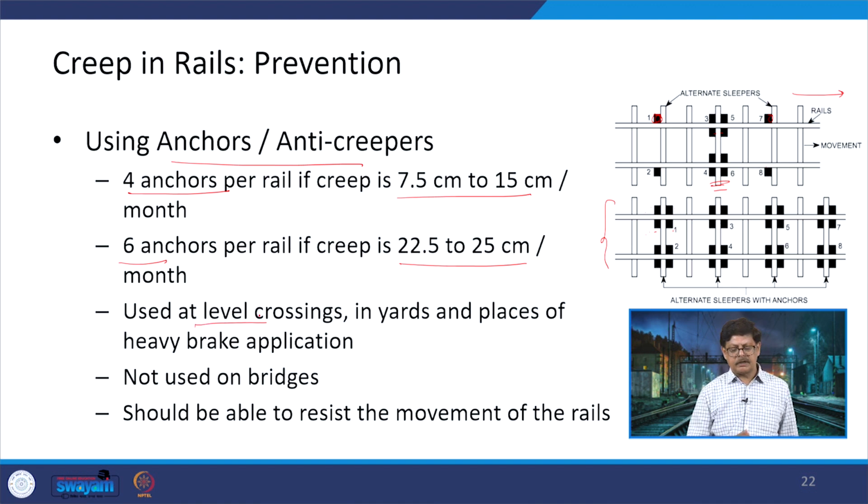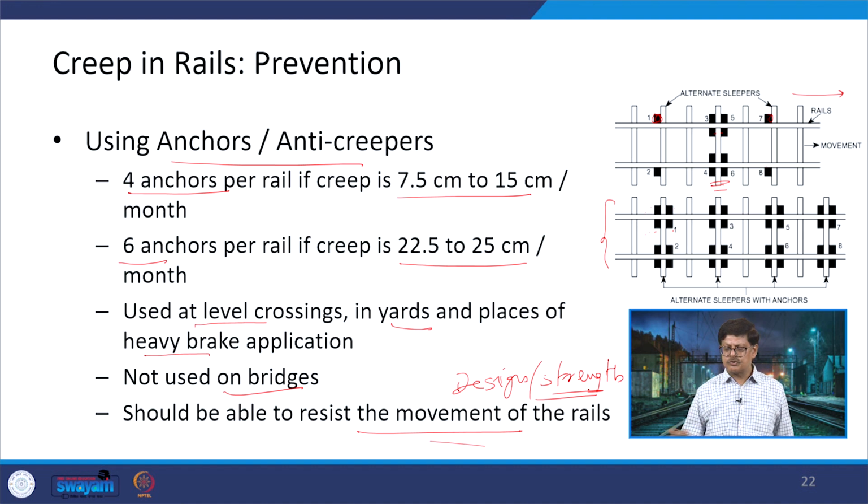They can be used at level crossings, at yards, or any such location where there is a possibility that heavy brakes will be applied. But they are never used on bridges, and they should be able to resist the movement of the rails. That means the design and strength has to be decided on the basis of the force which is going to act, because they work in similar conditions as a toe load. So they will try to resist the movement. So this is a rather important design aspect here.